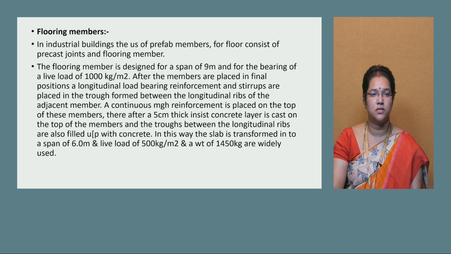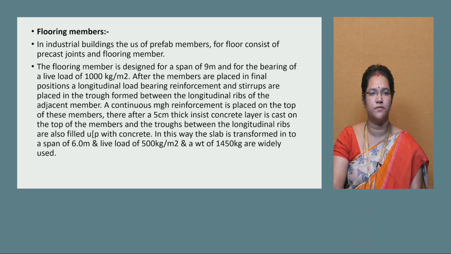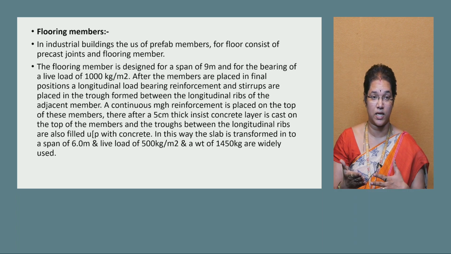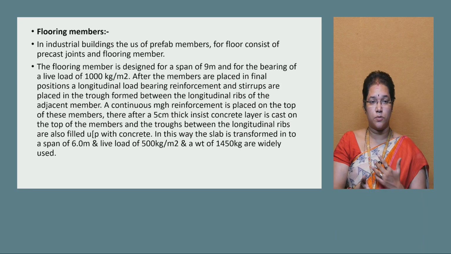After the members are placed in final position, the longitudinal bearing reinforcement and the stirrups are placed in a trough form between the longitudinal ribs of the adjacent members. A continuous reinforcement is placed on the top of the members, and a 5 centimeter thick layer is taken into consideration, and then the joint is filled with concrete. Then it is transformed to the 6 meters.